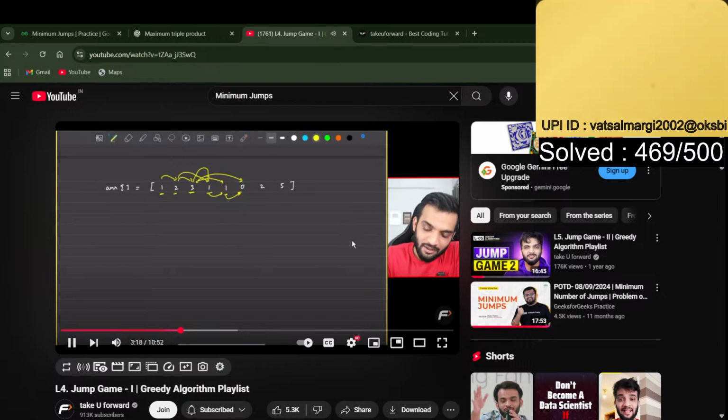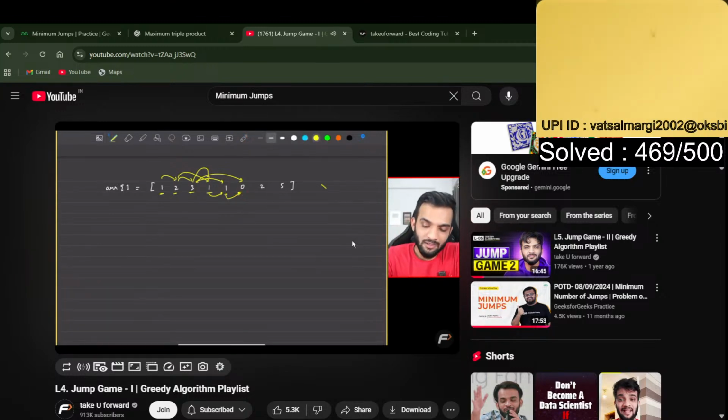You cannot cross 0. Thereby, it is not possible. Let's change these examples and try one more example. I'll change this 3 to 4. Okay, now let's try out.